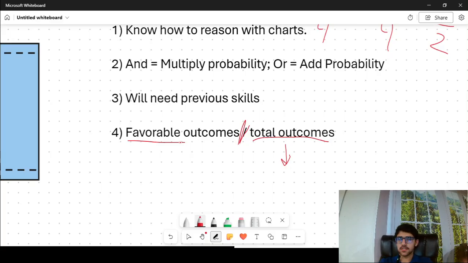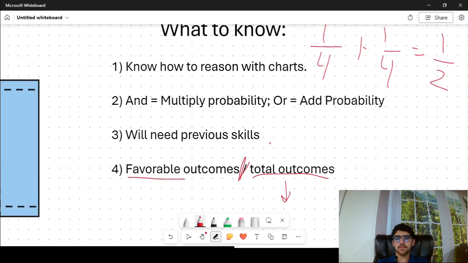And then favorable outcome is just what the question is favoring. So what is it favoring? Red marbles, blue marbles? Is it people who voted? Something like that. So that would be the favorable outcome divided by the total outcome, which again isn't always the total amount of people or the total amount of marbles, etc.